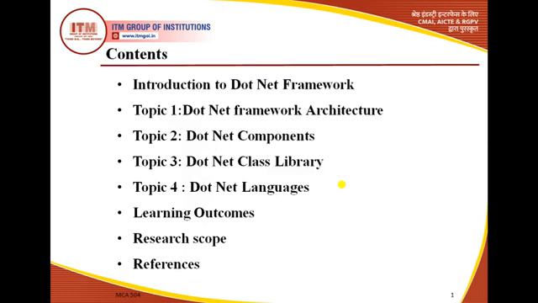So let us begin. In this lecture we are going to see these topics: Introduction to the .NET Framework, in a quicker way, as we have already studied it. We'll quickly recall the .NET Framework architecture and .NET components in topics 1 and 2, as we have already done it in the previous lecture. But the continuation needs a preview of the previous lecture, so we'll recall it faster, and then proceed to topic number 3, that is .NET Class Library and .NET Languages. Afterwards we will see the learning outcomes, research scope and references.